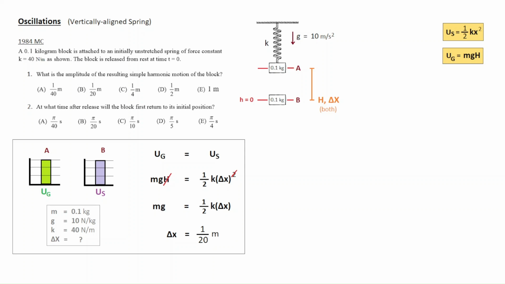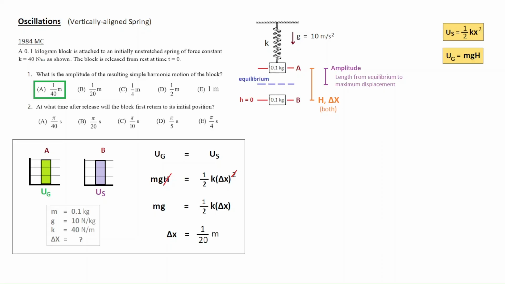We want to define amplitude as being related to the equilibrium position of the block, right in the middle of its oscillation. Amplitude is defined as the length from equilibrium to the maximum displacement, so we would be solving for the length of this purple bar, and that is exactly half of the total stretch from A to B. So we want to take our answer, divide it by 2, we wind up with 1 over 40 meters, and that will be the answer to question 1, choice A.